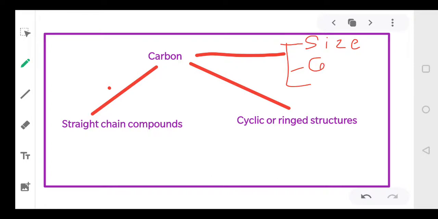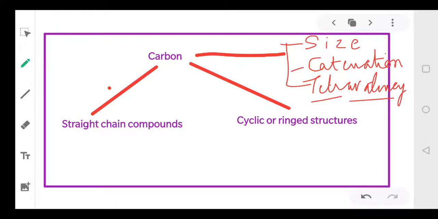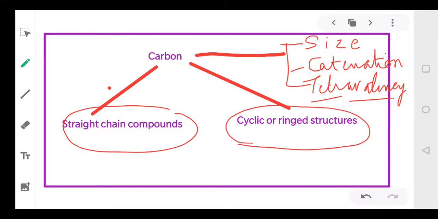Second is the catenation. That is, carbon can link with other carbon atoms. And this property we also name as self-linking. And third is the tetravalency. Carbon has a valency of 4. That is why it is having tetravalency. So we can say at one point of time, carbon can join with 4 different atoms. And carbon can form straight chain compounds and the cyclic compounds or the ringed structures.